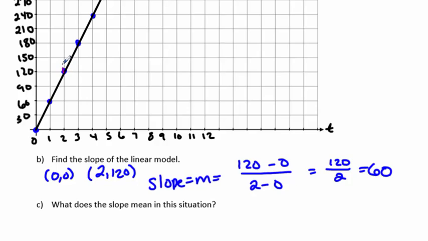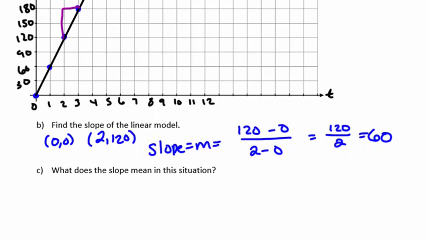Now you can find this in the graph as well by counting rise over run. But be careful that when you count rise over run, you count each of these blocks right here as 30 since the scaling goes up by 30 on the y-axis. So it's 30, 60 over 1 since the scaling on t is 1.